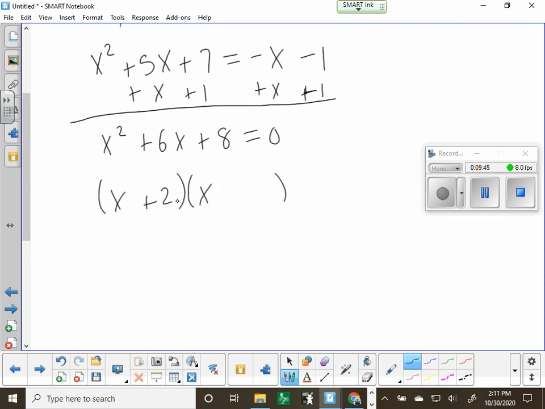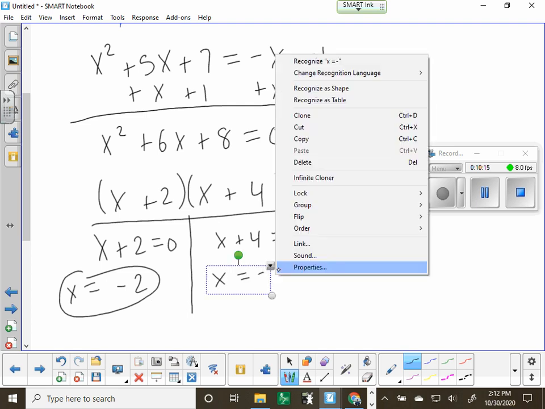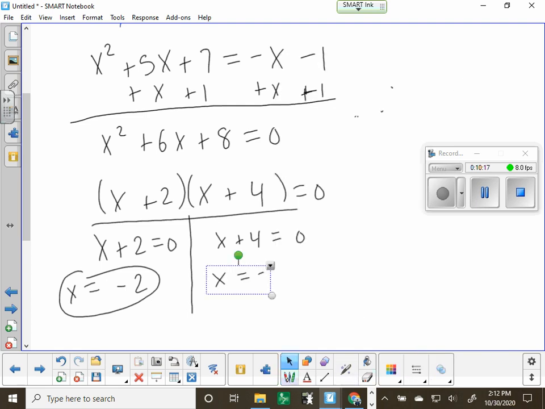And then 2 and 4 equals 0. So zero product property: x plus 2 is equal to 0, x plus 4 is equal to 0. All right, so we subtract the 2 over, and I get x is equal to negative 2. That's one x solution. And then x is equal to negative 4. That's the other x solution. So negative 2 and negative 4.